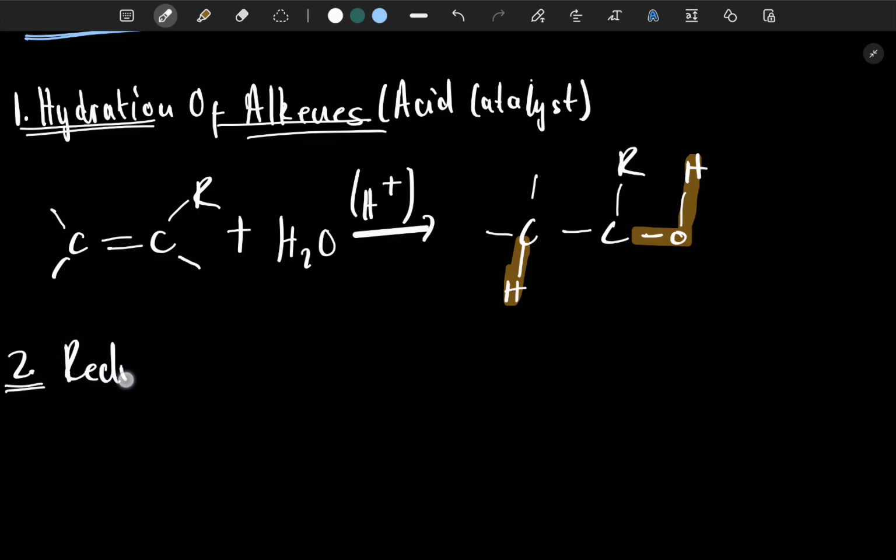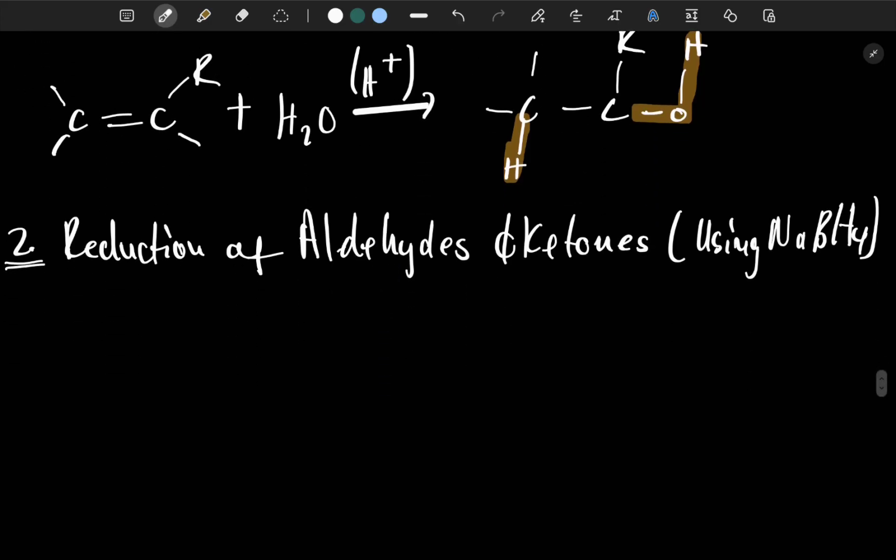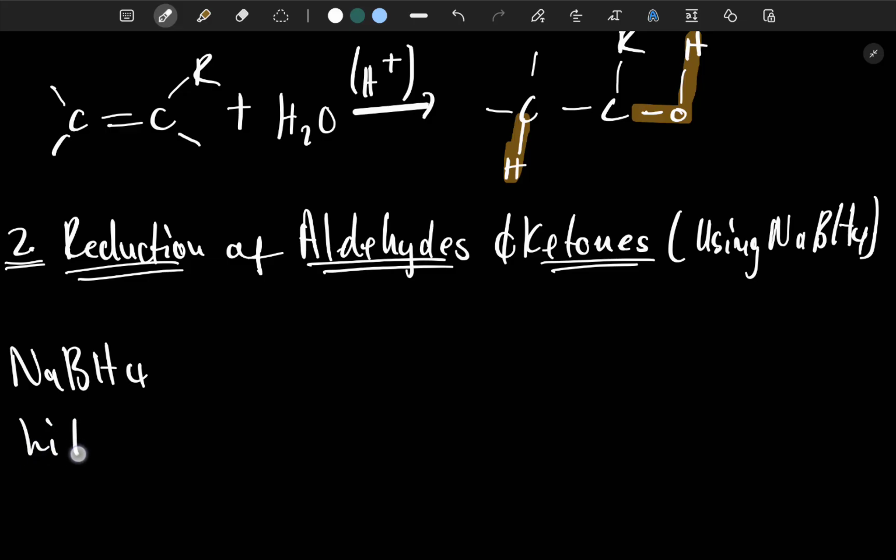So let's say reduction of aldehydes and ketones. In brackets, we say using NaBH4. That's the reducing agent which we are going to use, which is sodium borohydride or sodium tetrahydroborate. So in here, we have two reducing agents, which are NaBH4 and LiAlH4. These are our reducing agents.